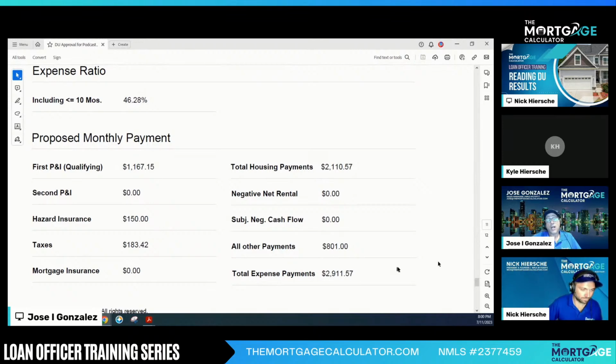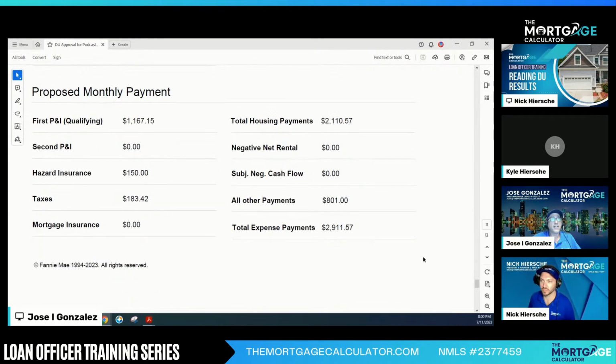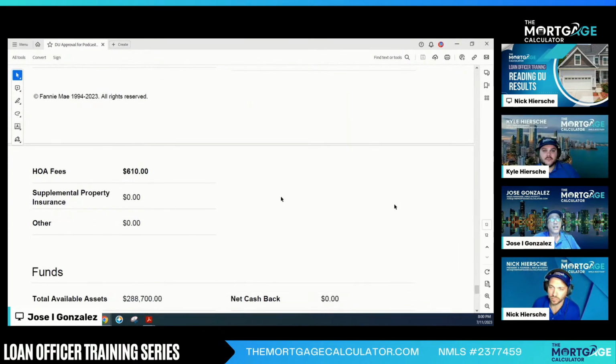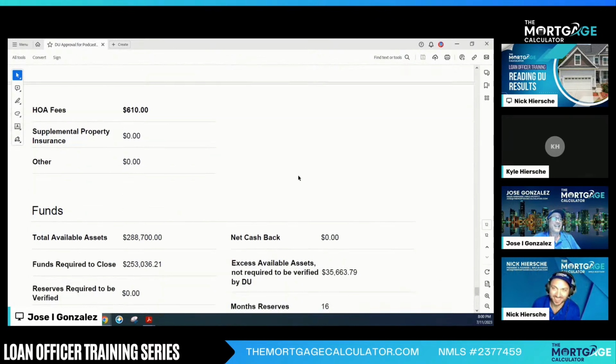And also, we have a flood cert that showed that a portion of the property is in a flood zone, so they need flood insurance as well. So that's going to be an additional payment, but we'll be okay in our DTI. No MI, of course, a nice low payment. And my total expense payments, that's another thing where you got to reconcile and make sure my all other payments is $801, so you can make sure that it adds up. You don't have any discrepancies. HOA fee, you can see why this is $610 and they don't have reserves. $610 a month. That's a lot of cheese.